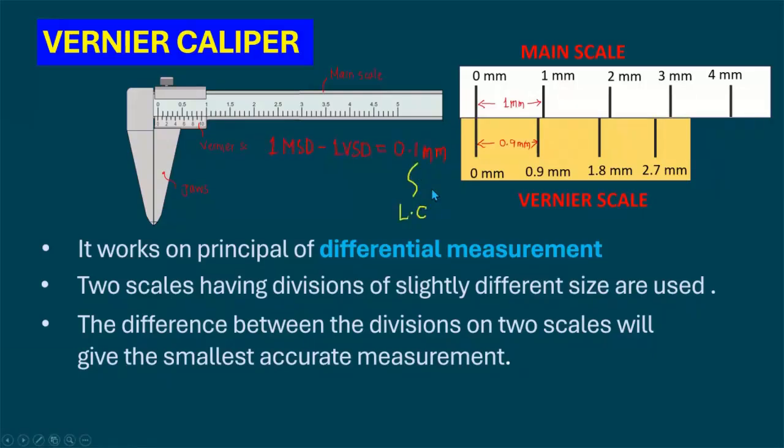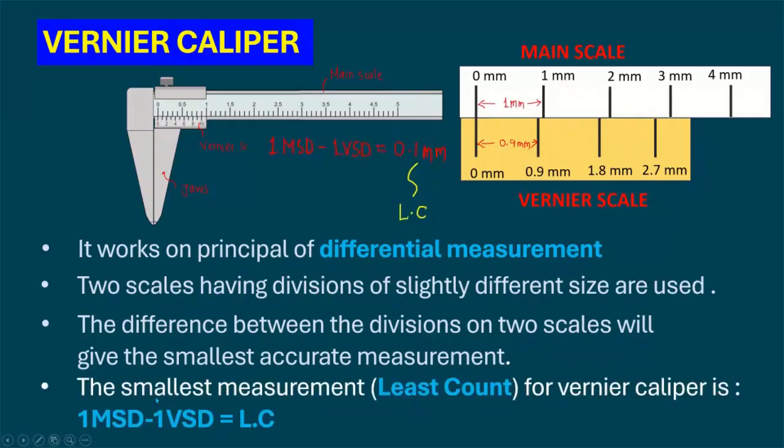So you can see here, with the help of two scales and doing differential measurement, we are able to reduce the least count to 0.1 mm. When we used a single scale, it was 1 mm, but here it is 0.1 mm, right? So the least count has improved significantly. Whenever you use a vernier caliper, two scales are used and the differences of their division values give us the smallest accurate measurement that can be done with that instrument. This is also known as the least count, LC.